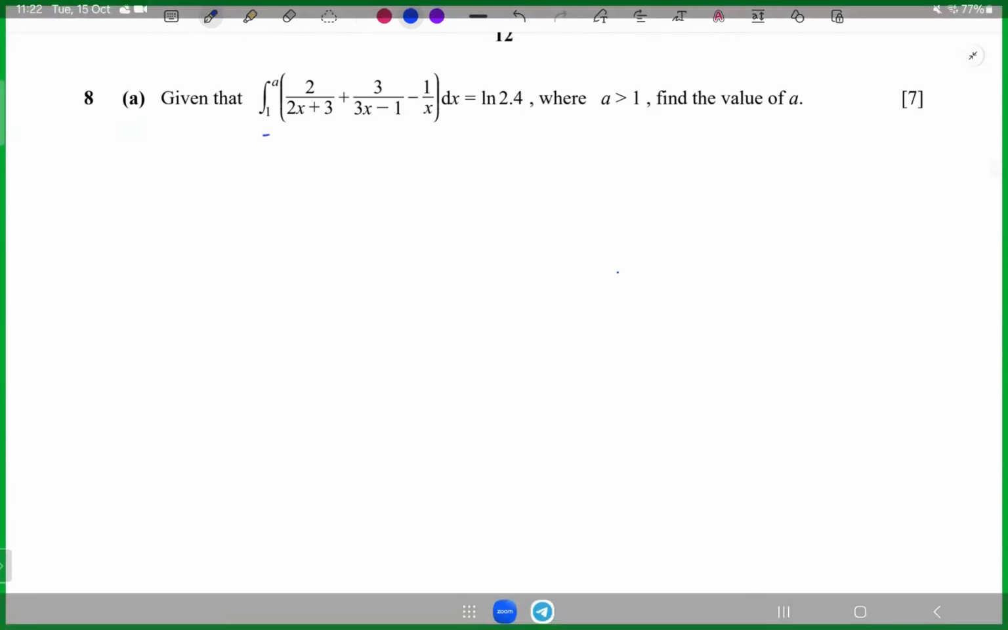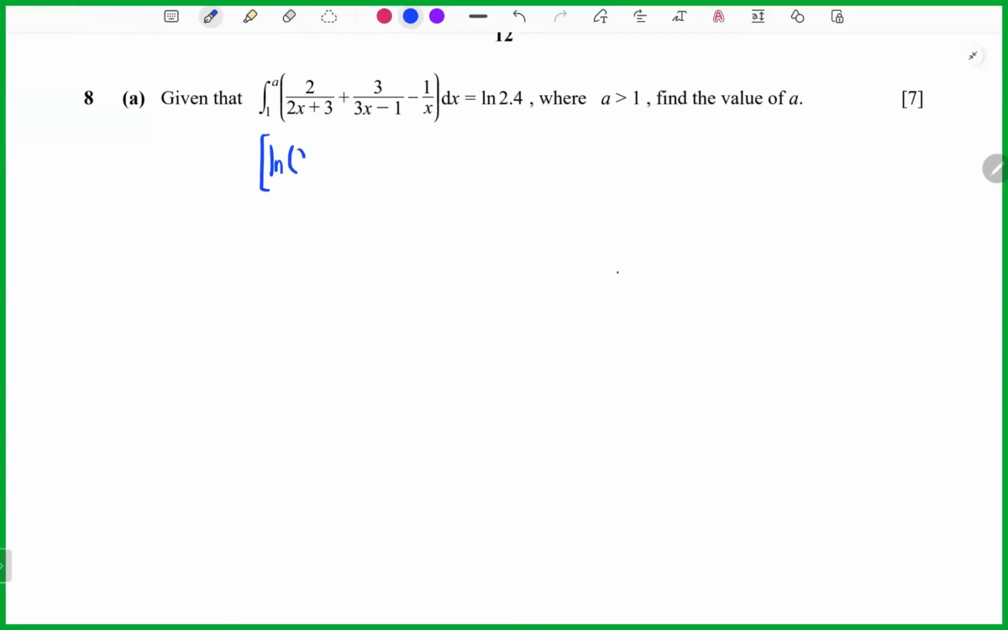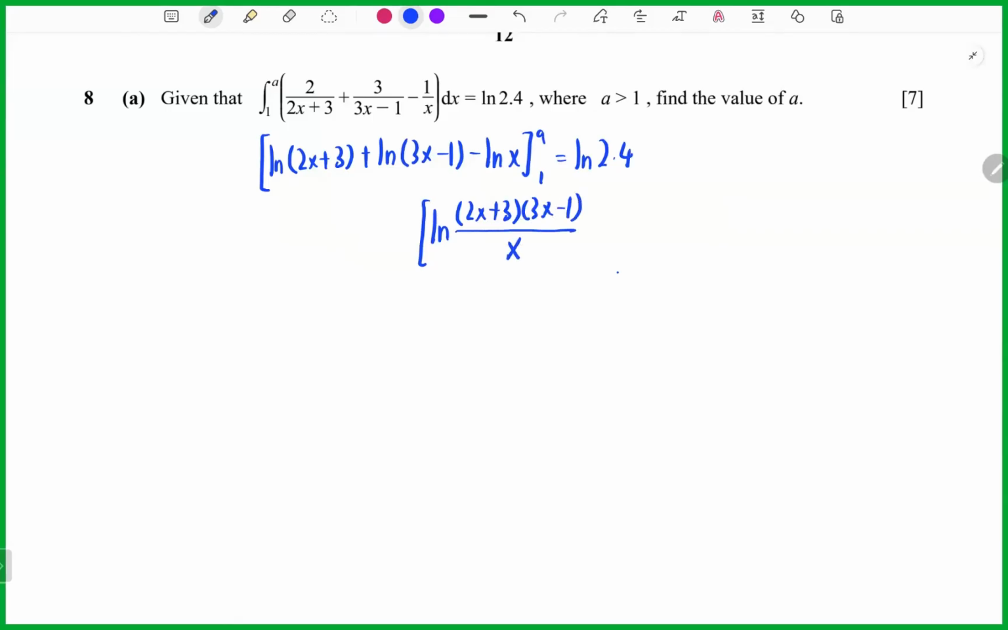So I can write here ln brackets 2x plus 3 plus ln 3x minus 1 and then minus ln x, integral from 1 to 2, equals to ln 2.4. And then I can combine it as a single logarithm. So I can write here ln bracket 2x plus 3, 3x minus 1 over x, from 1 to 2, equals to ln 2.4.